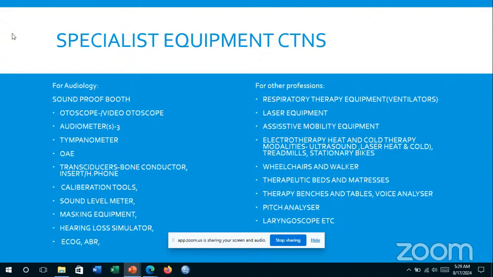So this specialist equipment, if I want to lay more emphasis on what we do in audiology, we have a lot of them. The list of them is long. Look at the hearing rehab laboratory. It can be fun.